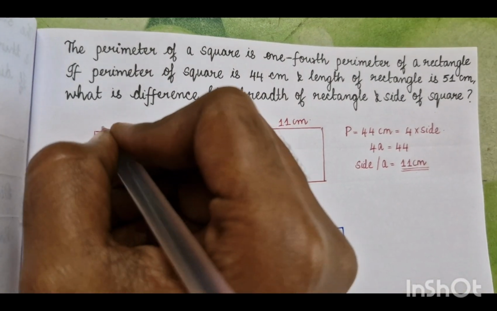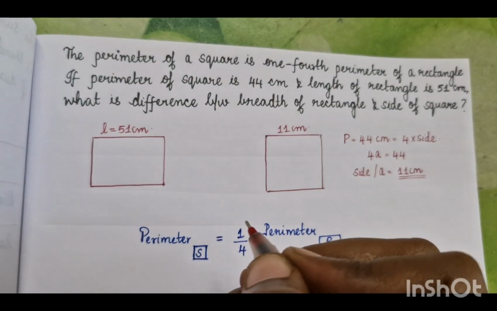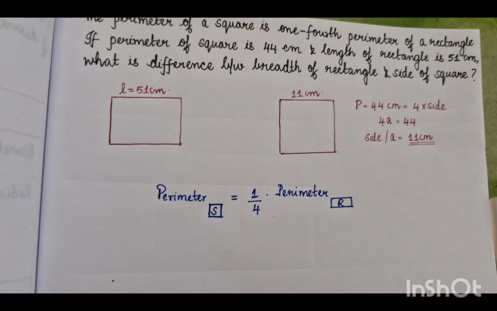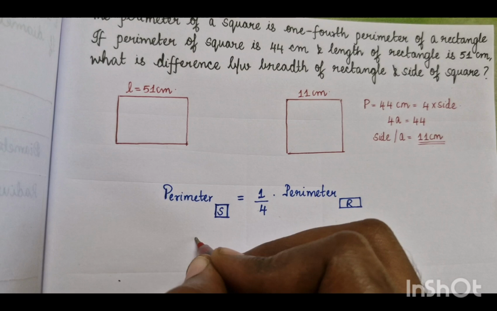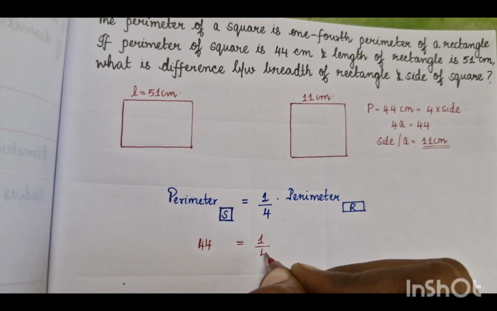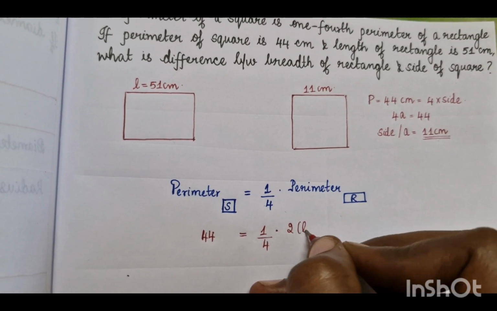And the length of the rectangle is 51 centimeter. Perimeter of square 44 is equal to 1/4 of the perimeter of rectangle, 2 into L plus B.